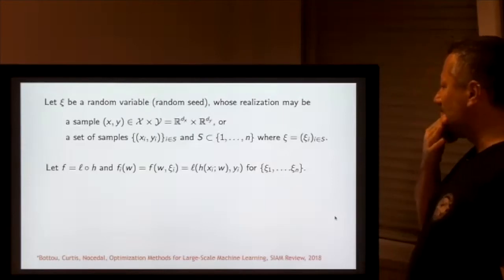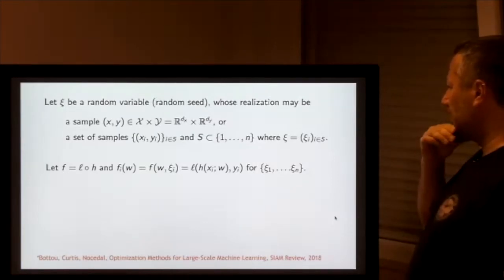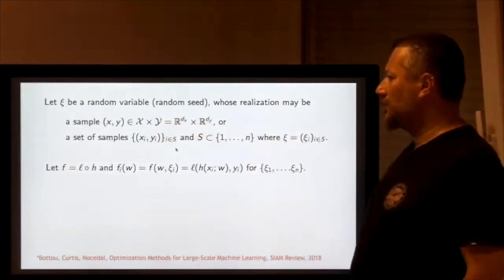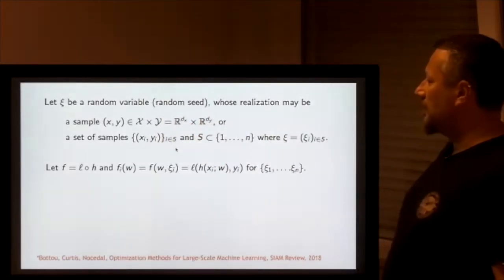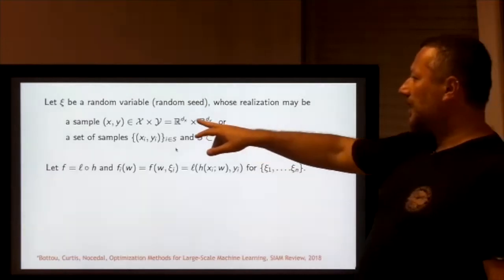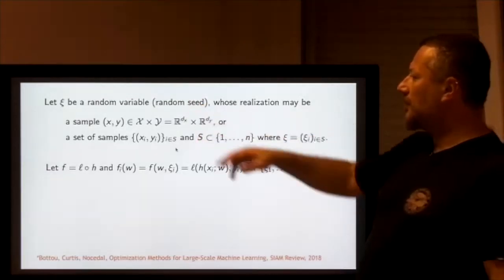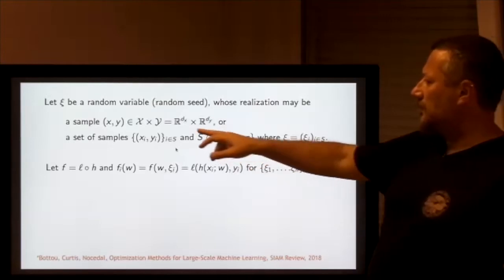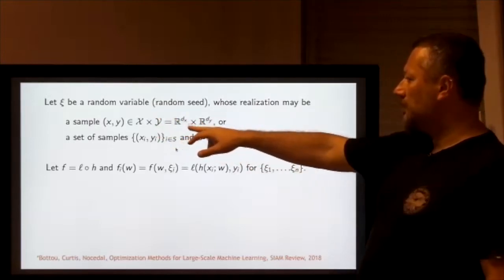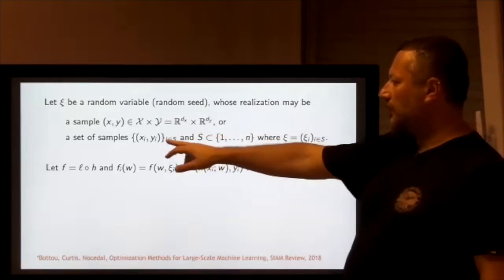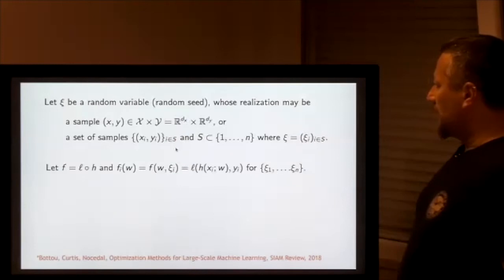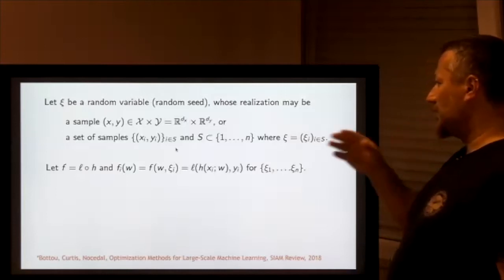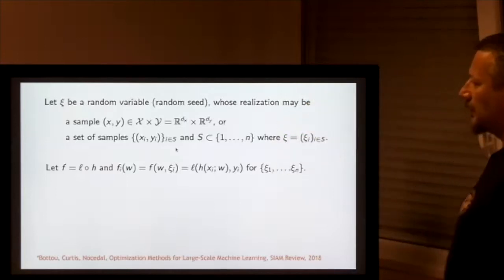So what we are saying is we have a probability distribution which chooses samples for us from an input space times the output space. And what we do is we define C as a random variable, or you may think about it as a random seed with realizations, either a sample from the space of data points or a set of samples, which we call a mini batch sometimes, or the whole training data can be chosen by C.